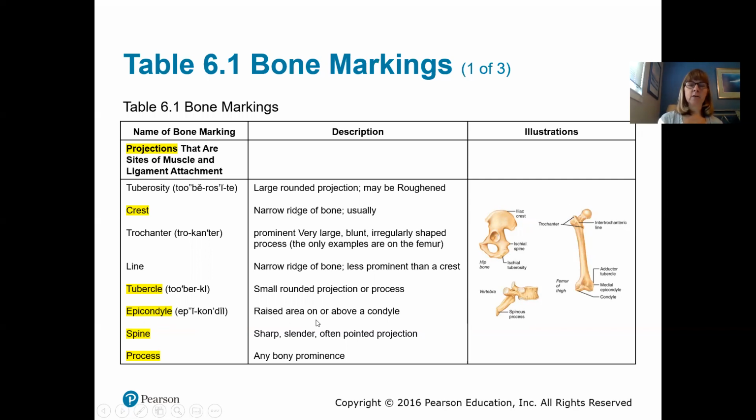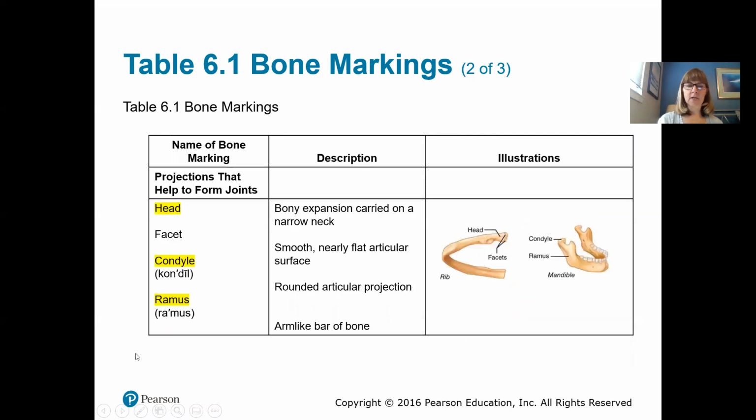Epicondyle, similar to a condyle, comes up a lot too, which isn't on this list, I just realized. So condyle and epicondyle, you should definitely have both those terms on your list. That basically means a raised area next to, so epi means near, and condyle. So recognize those two. And then spine, similar to a crest, that's going to come up as well.